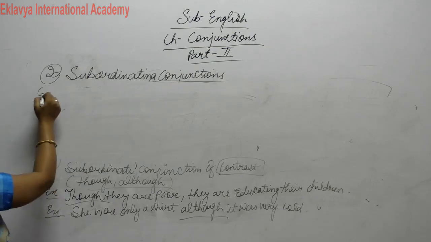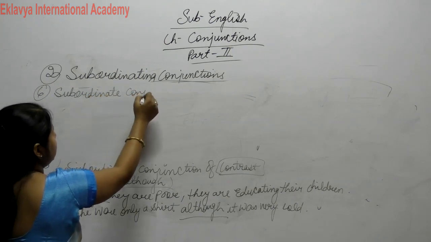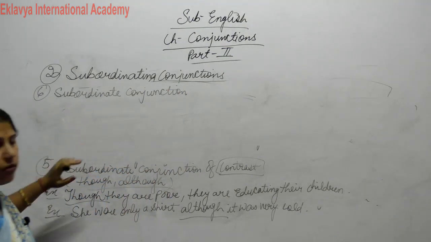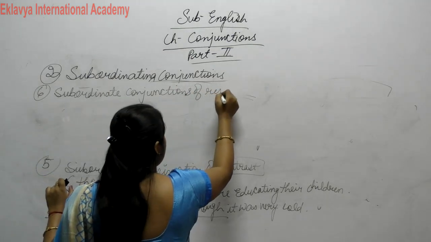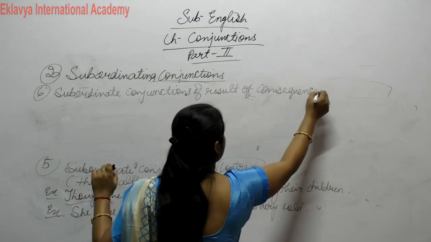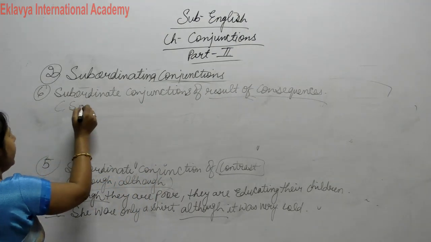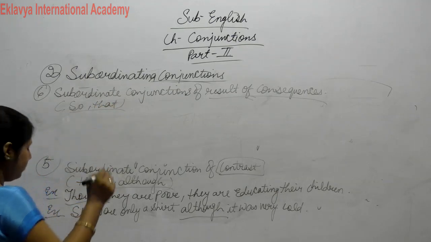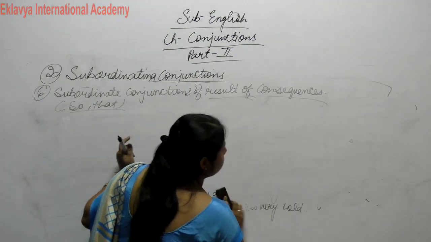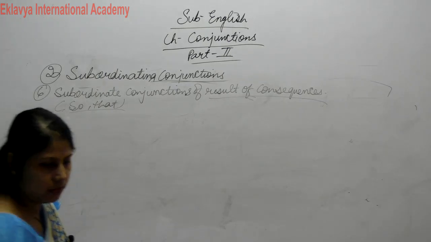Sixth is our subordinate conjunction of result or consequences. Clear? In this consists so and that. Now write down the example of so and that.